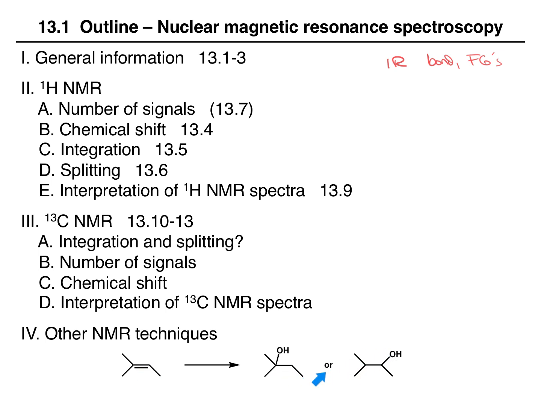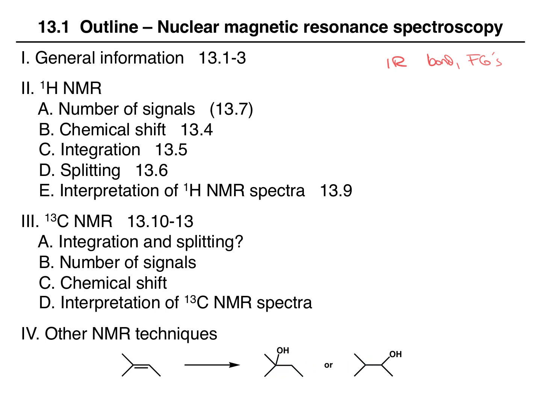Now, these two compounds would look very similar by IR spectroscopy. In both cases, we would see the sp3 hybridized carbons connected to hydrogens, we would see an alcohol OH, and we would see a carbon-oxygen bond as well. IR wouldn't be very useful to be able to determine which regiochemistry we obtained.